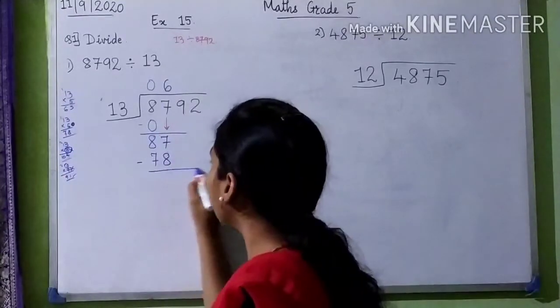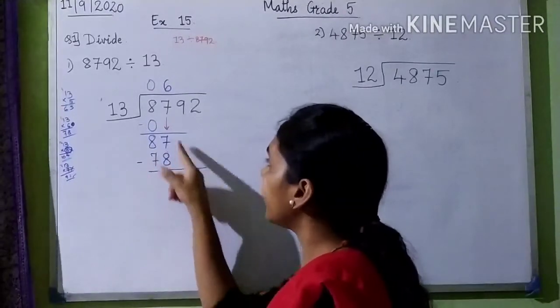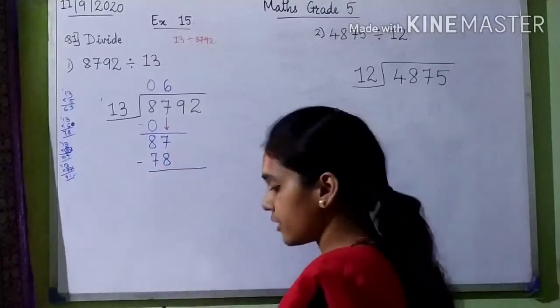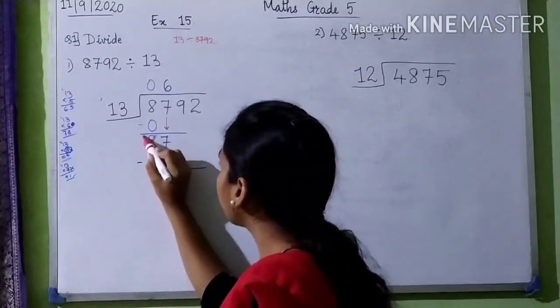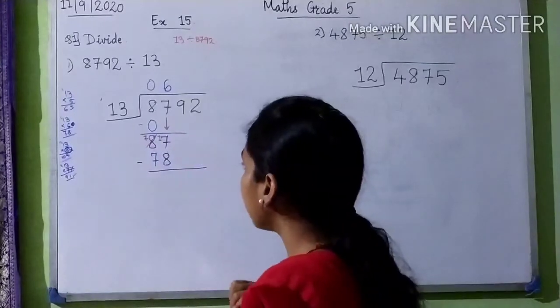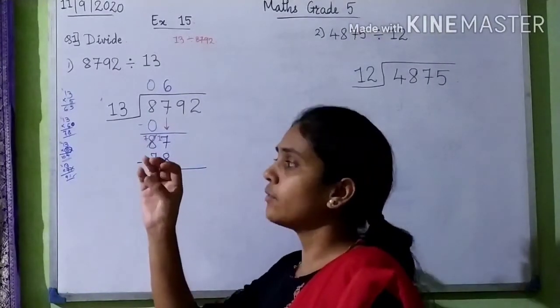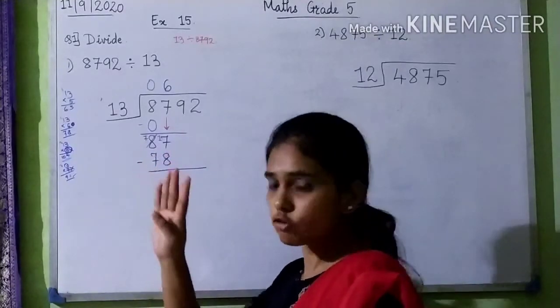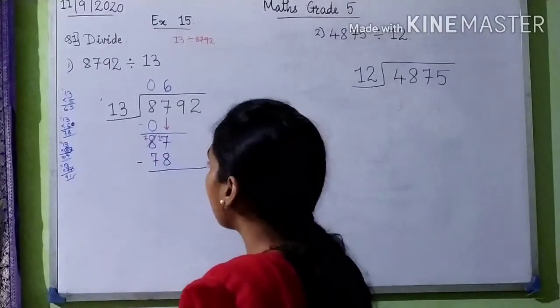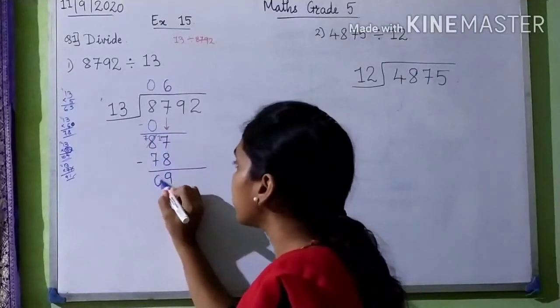So now we subtract 78 from 87. 7 is lesser, so we need to carry 1. So this becomes 7 and this becomes 17. So 17 minus 8 is now, let's count after 8: 9, 10, 11, 12, 13, 14, 15, 16, 17. So 17 minus 8 is 9. So I write 9. And then 7 minus 7 is 0.